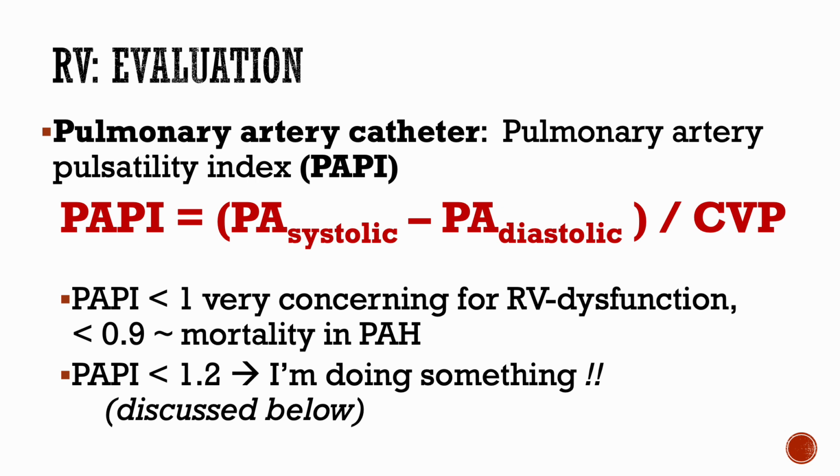Whereas if somebody has a PA systolic of 30 and their diastolic is 10 and their CVP is 6, that's pretty good. So it's a nice measurement that integrates what the right ventricle is supposed to do, which is generate pressure as well as move blood. In some ways it's kind of neat, because it shows you a couple of things that the RV is doing all at the same time.